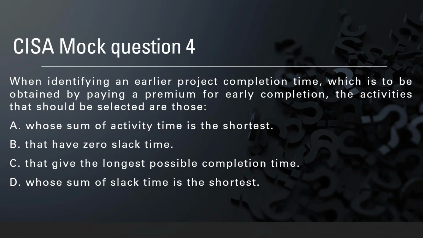When identifying an earlier project completion time, which is to be obtained by paying a premium for early completion, the activities that should be selected are those whose sum of activity time is the shortest, that have zero slack time, that give the longest possible completion time, whose sum of slack time is the shortest.